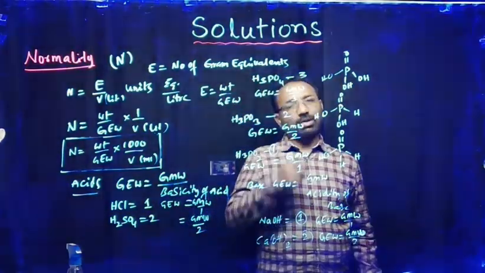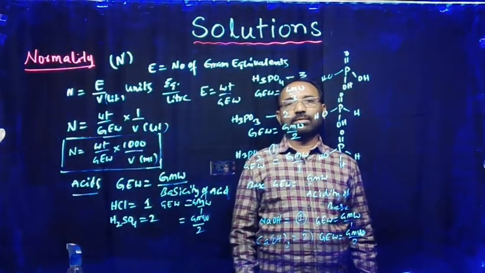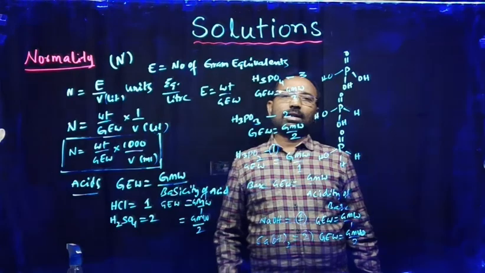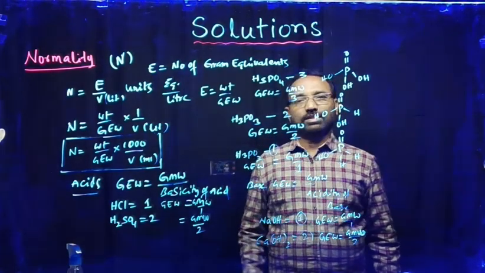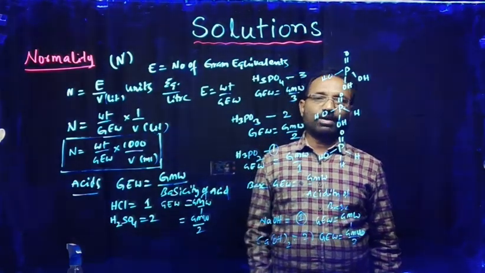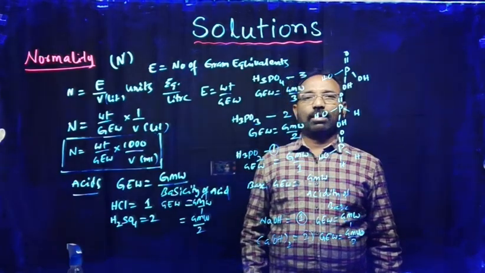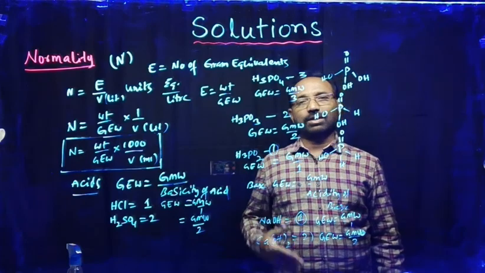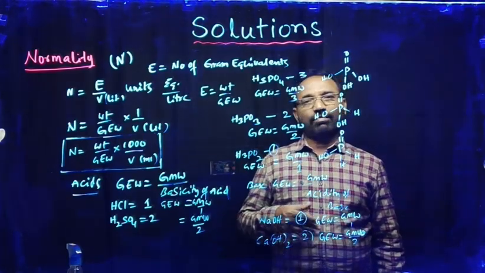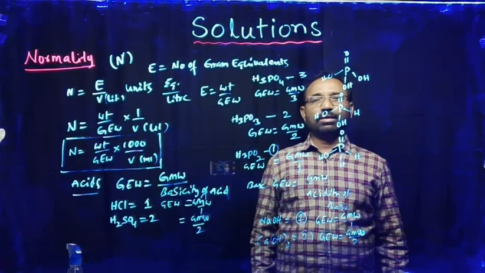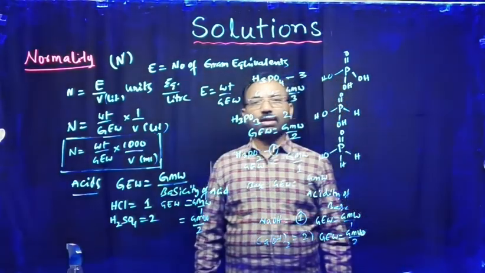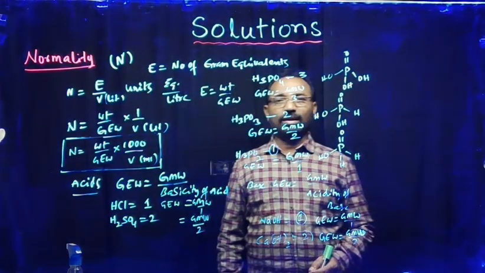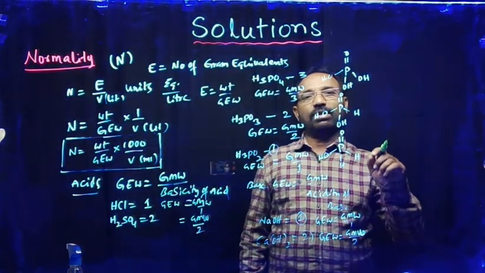in case of a salt, the gram equivalent weight is the gram molecular weight, or in case of an ionic compound we can say formula weight, divided by the total positive or negative charge. Similarly, in case of redox reactions, the gram equivalent weight equals gram molecular weight divided by the number of electrons involved in the reaction.